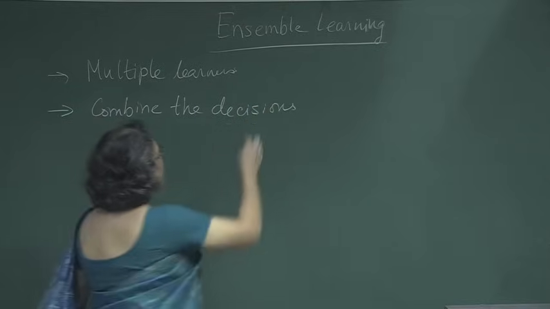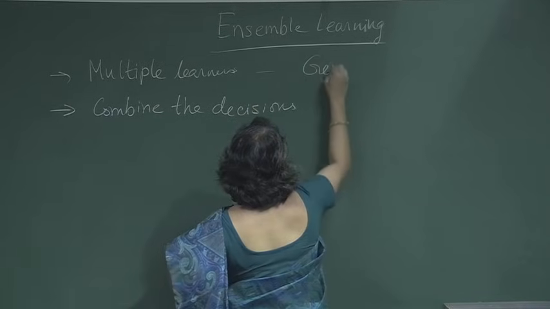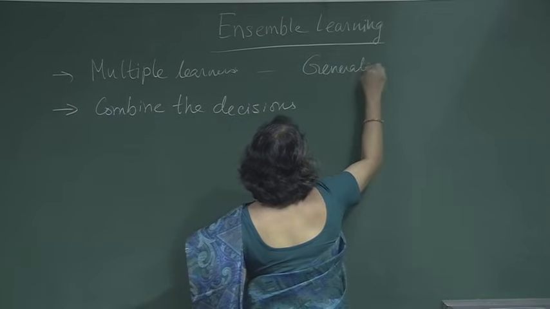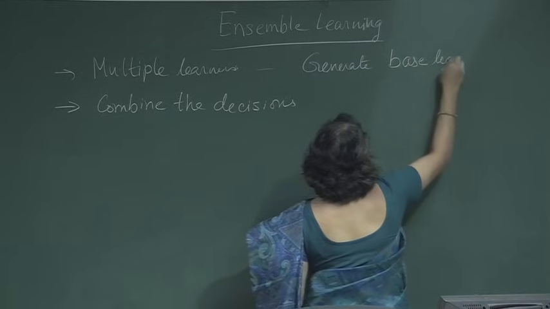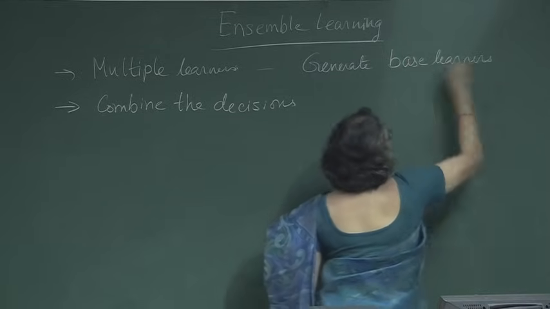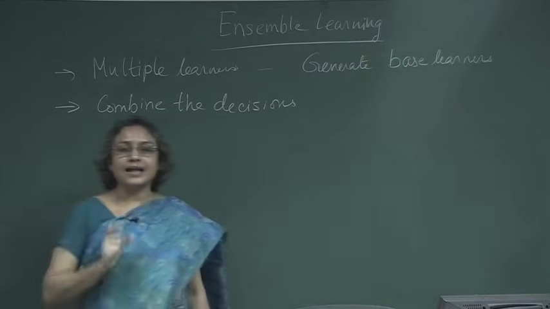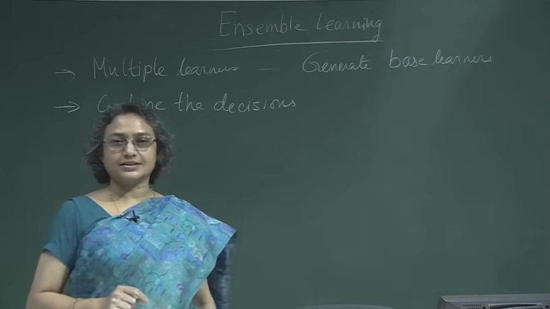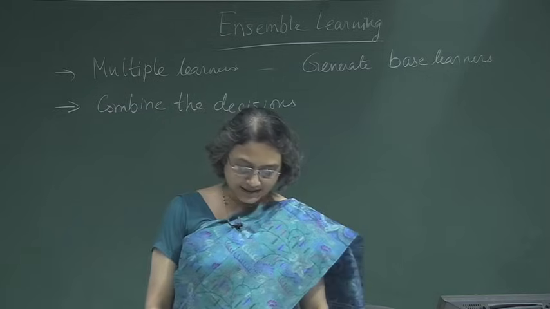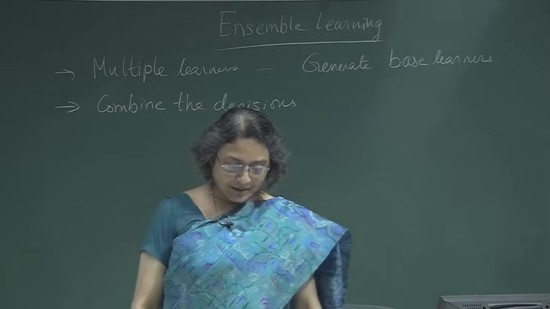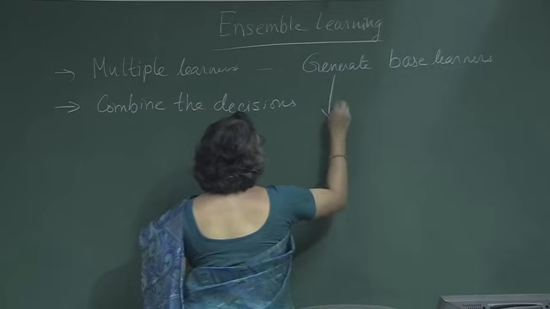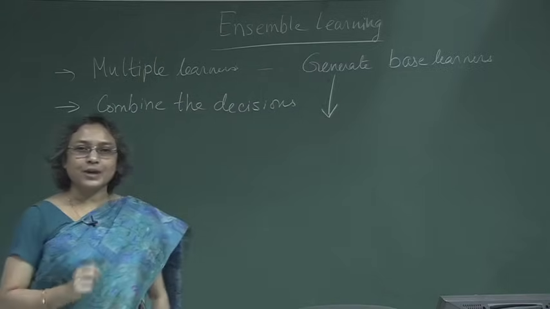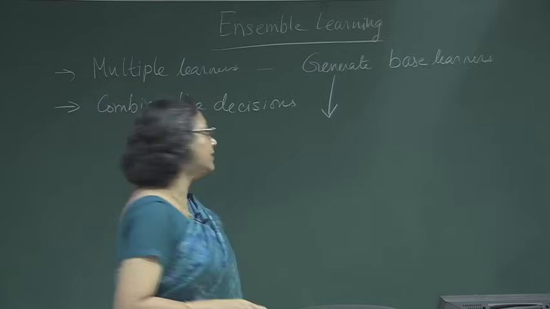So, for this we have to generate a group of base learners, and we will see how we get to generate a group of learners. It can be done in multiple ways, and we will discuss them. And these different learners have to be different, and there are many ways in which the learners can be different.